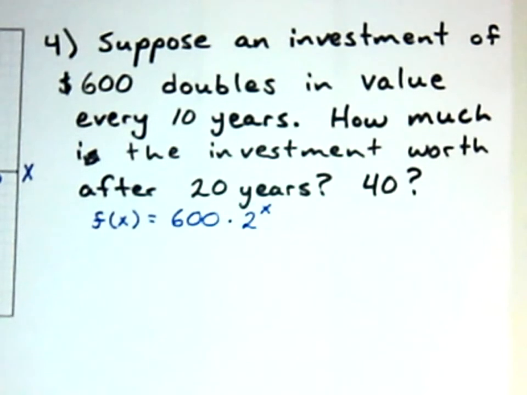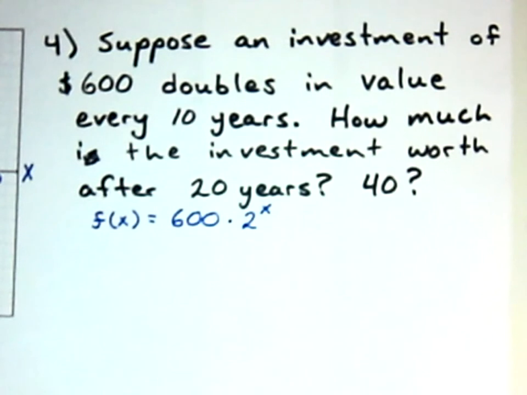So if it's been, well, let's talk about, right when we put the investment in, what would x represent? Right when we put the investment in, x would represent 0. Well, 2 to the 0th power is 1, so we would have $600. And that's right. Okay, and then we already talked about, well, 2 to the first power is 2. So after 10 years, we'd have $1,200, right? Because we'd multiply 600 by 2.